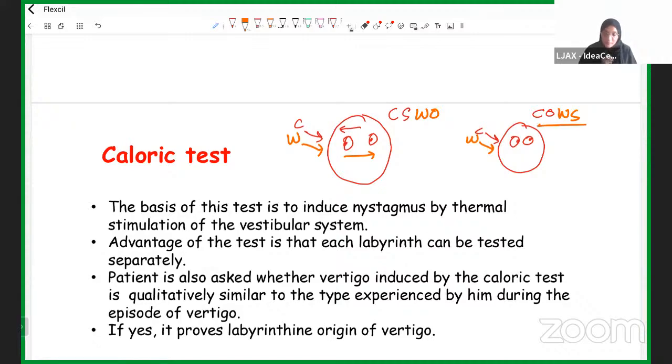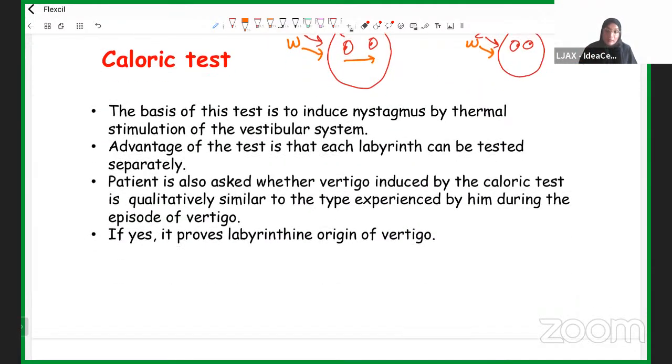WS. COWS. So initial eye movement, when you induce cold water, the eye moves on the same side. When he tries to move his eye backwards, after some time, the nystagmus will happen on the opposite side. When you induce warm water, the eyes will initially move on the opposite side. But after some time, when nystagmus happens, it will happen on the same side. Remember this, CSW is initial, WO is initial, and COWS is when nystagmus happens. This is the caloric test.